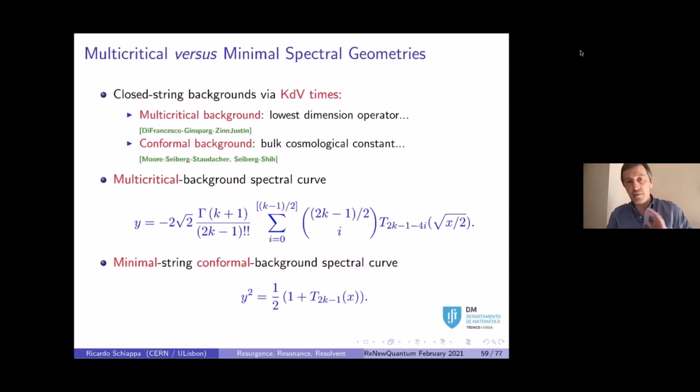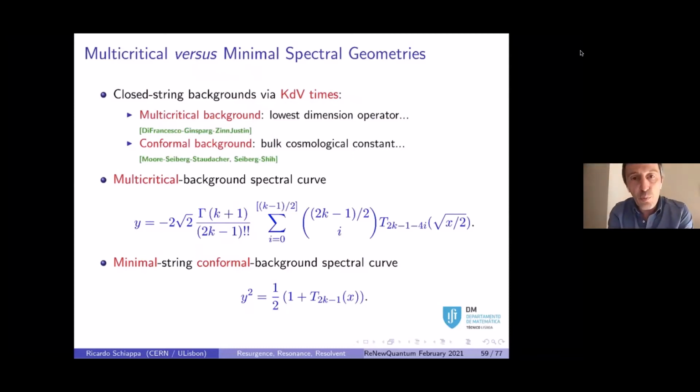So I've had this a little bit under the rug. I will keep this a little bit under the rug. But I'll just make the comment anyways, that there's two closed string backgrounds that people usually consider. They're associated to turning on KdV times in this KdV hierarchy of the Gelfand-Dickey polynomials.